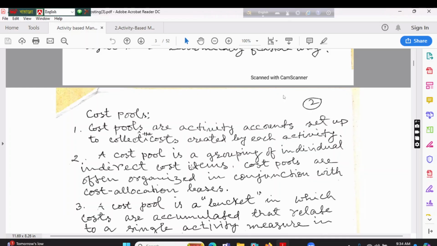Cost pools. Cost pools or cost centers are activity accounts set up to collect the cost created by each activity.